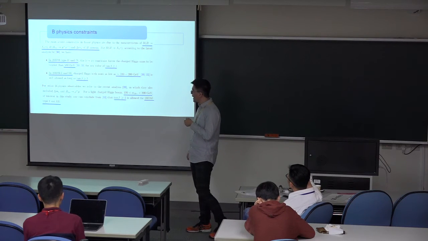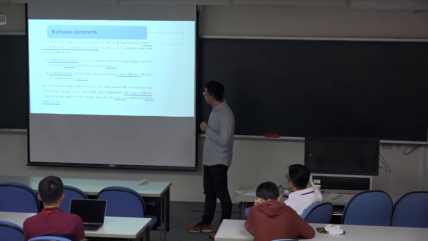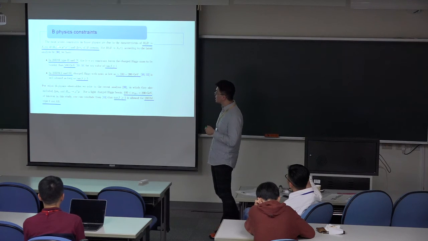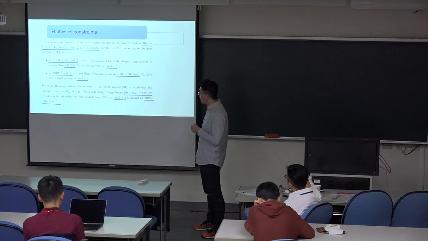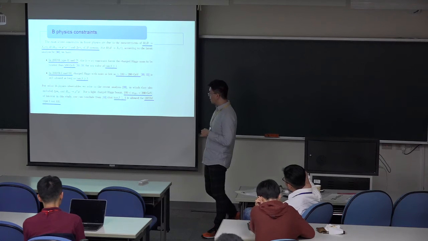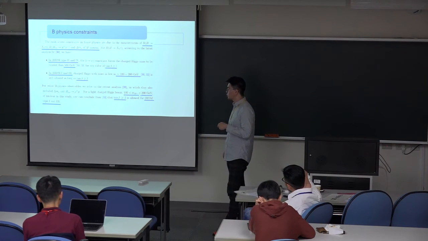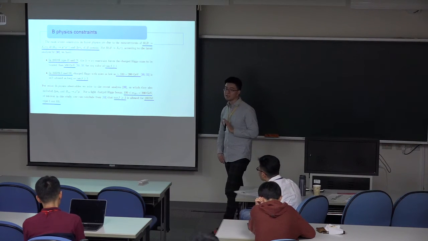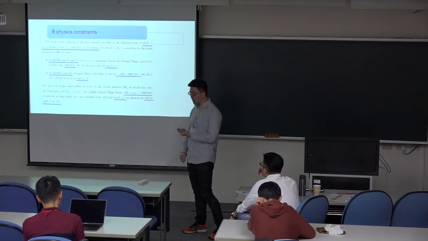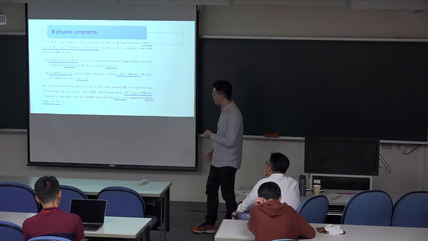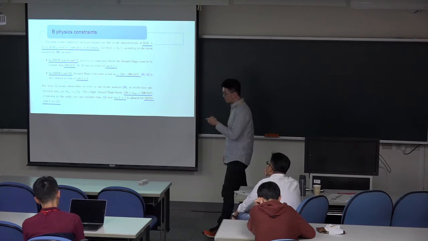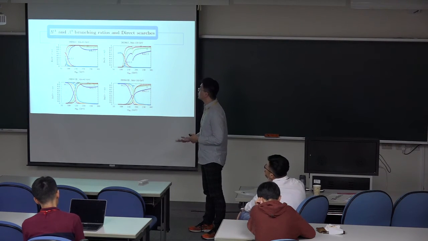But for type 1 and type 3, even if we consider all these constraints, B to S gamma, B to mu plus mu minus, and delta M_s of the B mesons, once tan beta is larger than 3, the light charged Higgs from 100 to 200 GeV is still allowed. So that is the reason we focus on the type 1 and type 3 two Higgs doublet model for this light charged Higgs case. Okay, so here are the branching ratios.